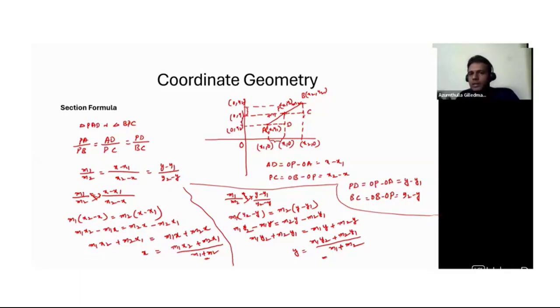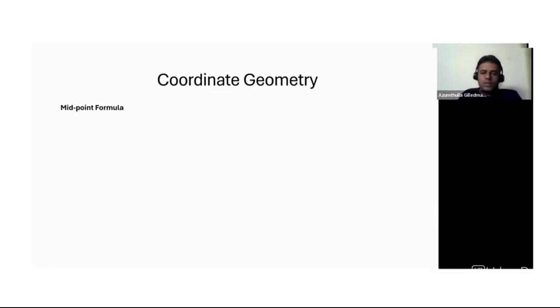So finding the point which divides the line AB in the ratio m1 is to m2 is the section formula. The point P is x comma y, where if we know m1, m2, x1, y1 and x2, y2, we can find x and y using this formula. Understood? Now let's do a couple of problems, then you will understand.